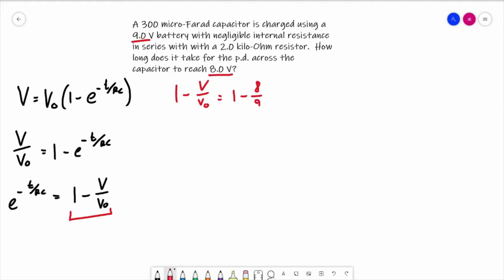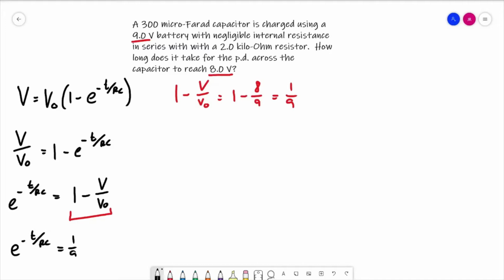And V naught is the maximum that we're going to get to, which is 9. So on that right hand side, that 1 minus V over V naught becomes 1 minus 8 over 9. Well, basic maths tells us that 1 minus 8 over 9 is just a ninth. So that gives us at least the right hand side of the equation. Coming back then, we've got e to the minus t over RC is equal to a ninth.